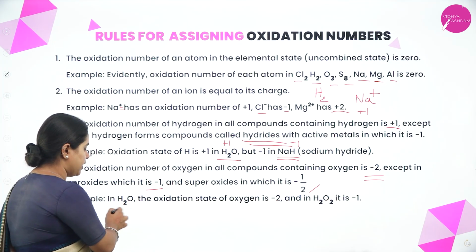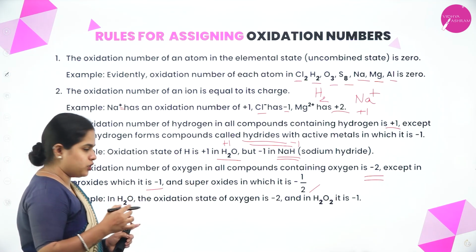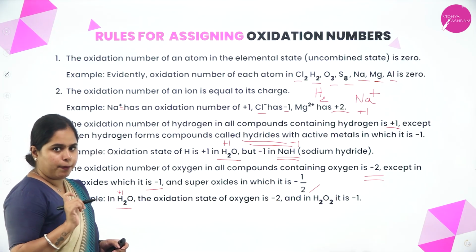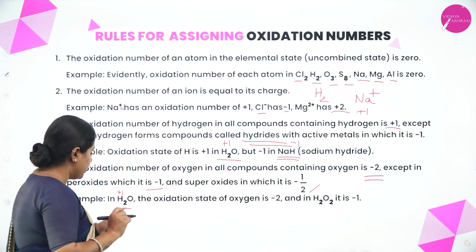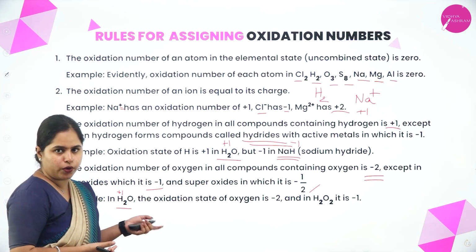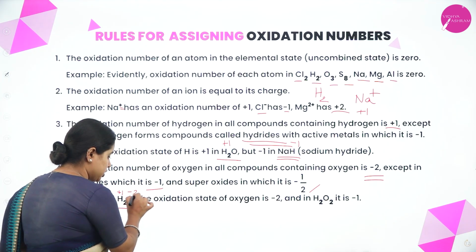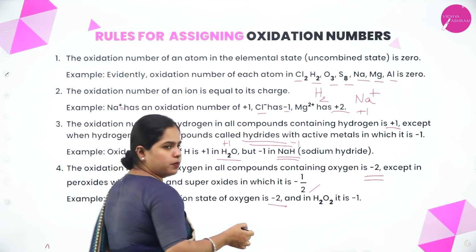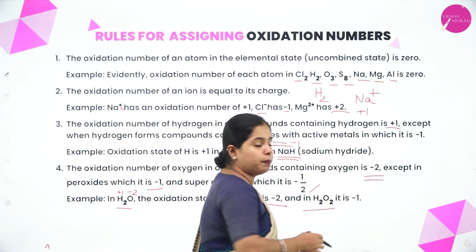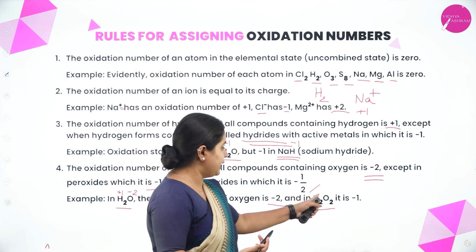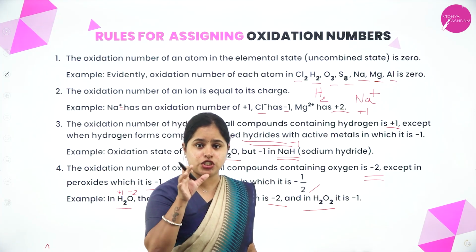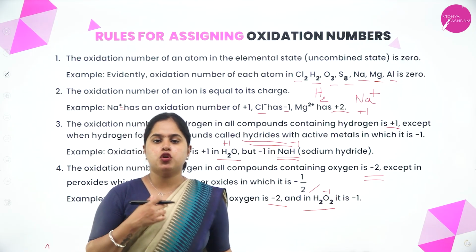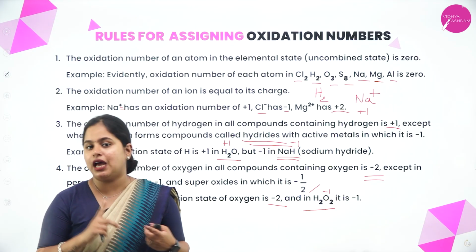For example, again we are taking water. In the case of water, as we just discussed, each hydrogen atom will have an oxidation number of +1. And oxygen, as it is not a superoxide or peroxide, the oxidation number will be -2. And in the case of hydrogen peroxide, H2O2, can I take -2 here? No, right? The oxidation number will be -1 as it is a peroxide. So, you have to be careful in the case of hydrogen as well as oxygen.